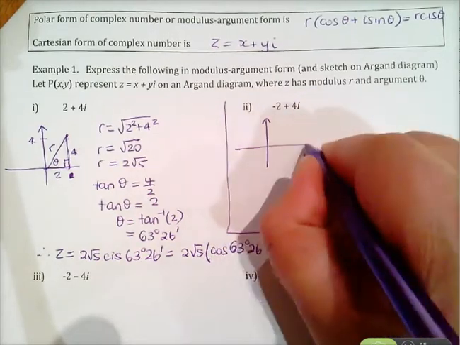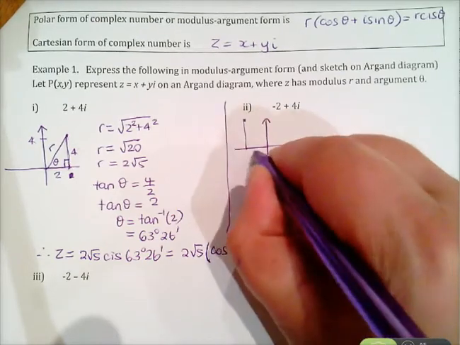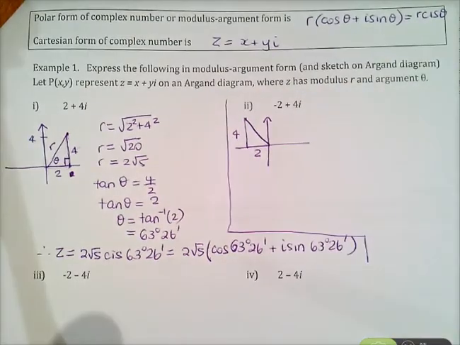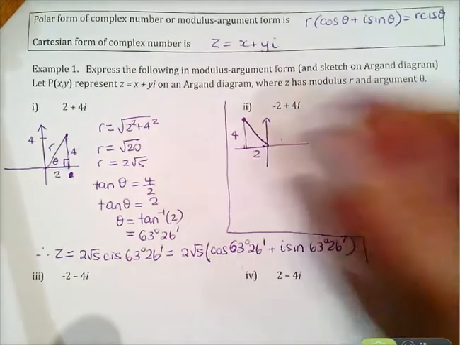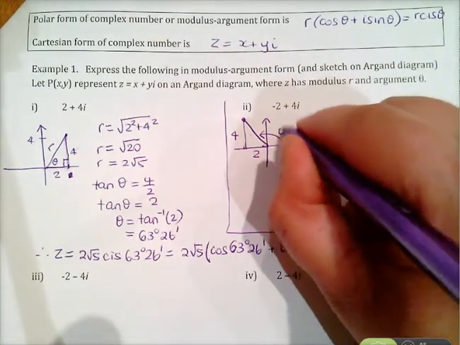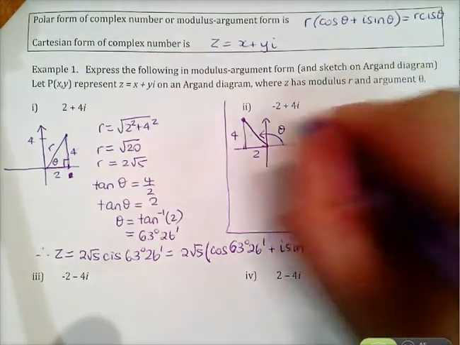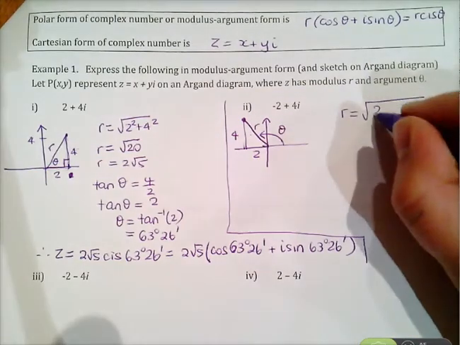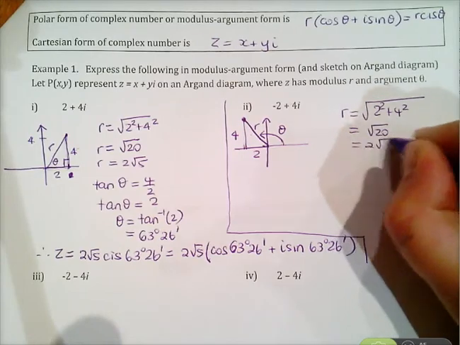Negative 2 plus 4i. So I've got negative 2 here plus 4i up there. So I'm going 2 across, 4 up here. Now, remember, negative 2 plus 4i will be in quadrant 2. Remember, the angle is always taken from the positive direction of the x-axis. So here is theta. We know that this is r. So r is, again, just the square root of 2 squared plus 4 squared, which is the square root of 20, which is 2 root 5.